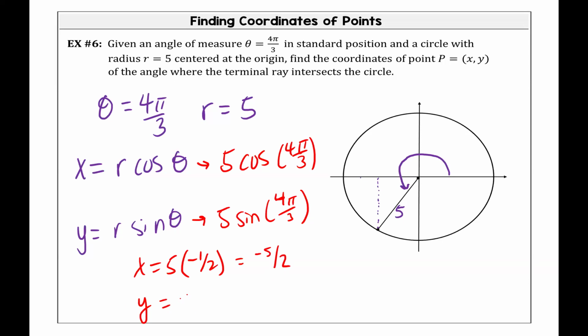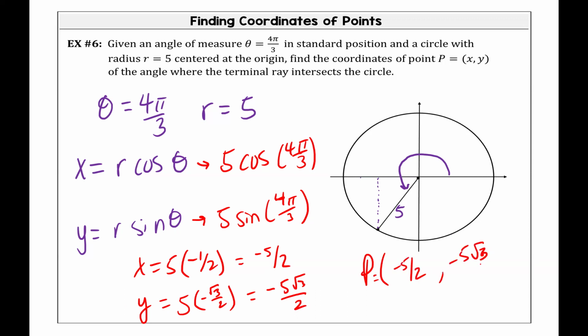Y is 5 times the sine of 4 pi over 3. So what is sine of 4 pi over 3? There we go. So we get negative 5 square root of 3 over 2. So my ordered pair, my point, is going to be negative 5 halves, comma, negative 5 square root of 3 over 2.